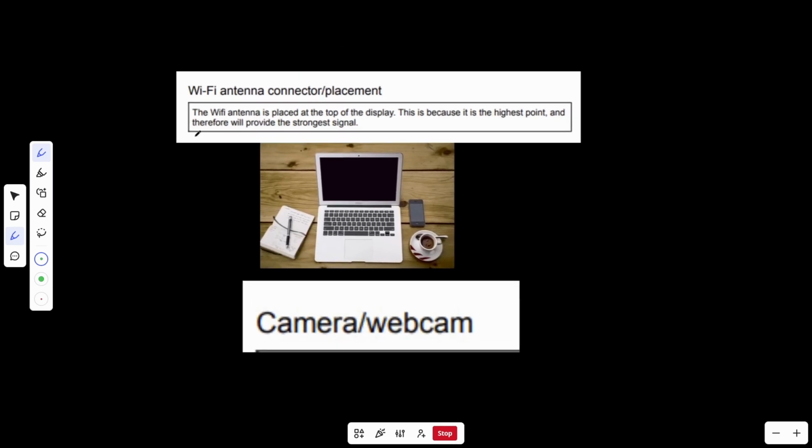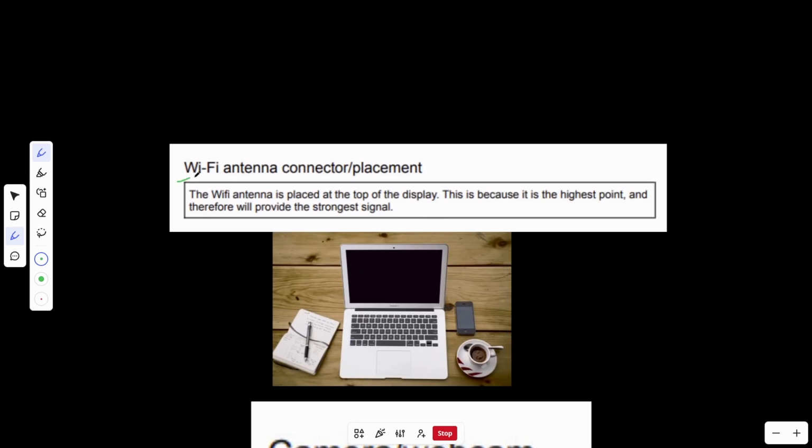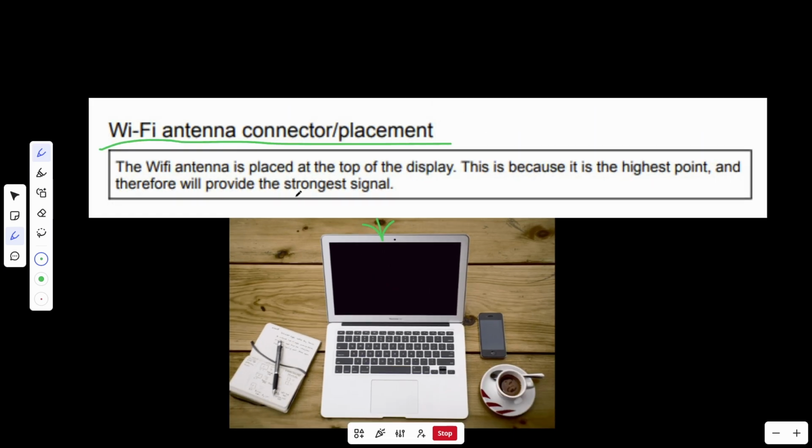Now, this one's pretty easy and simple, right? Wi-Fi, antenna, connector, and placement. Basically, guys, in order to get the best signal, you have to put the Wi-Fi antenna up high. And where is the highest point? It's at the top of the laptop screen, okay? So basically, for this, you just need to know that the Wi-Fi antenna is placed at the top of the display. Okay, that's pretty much it.